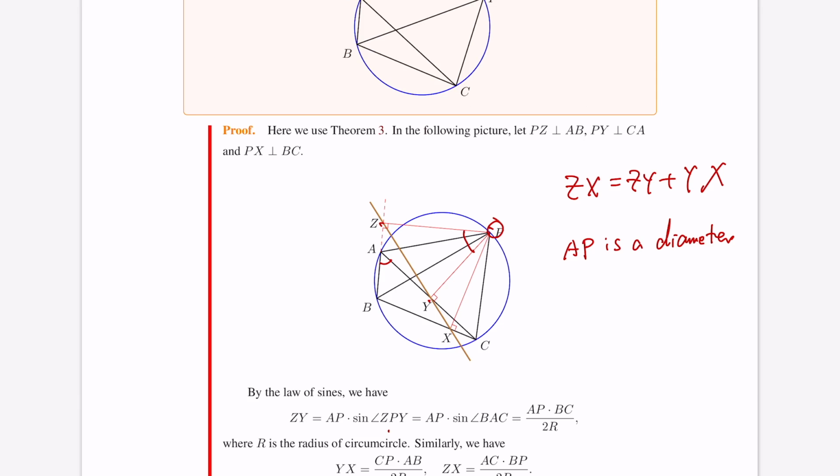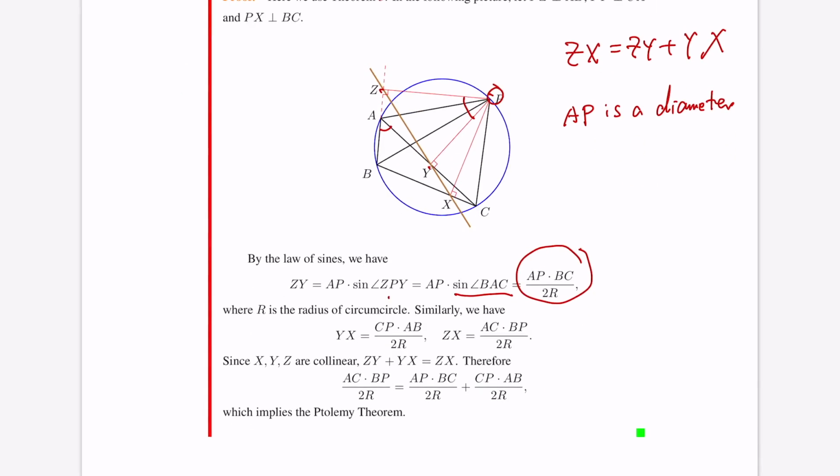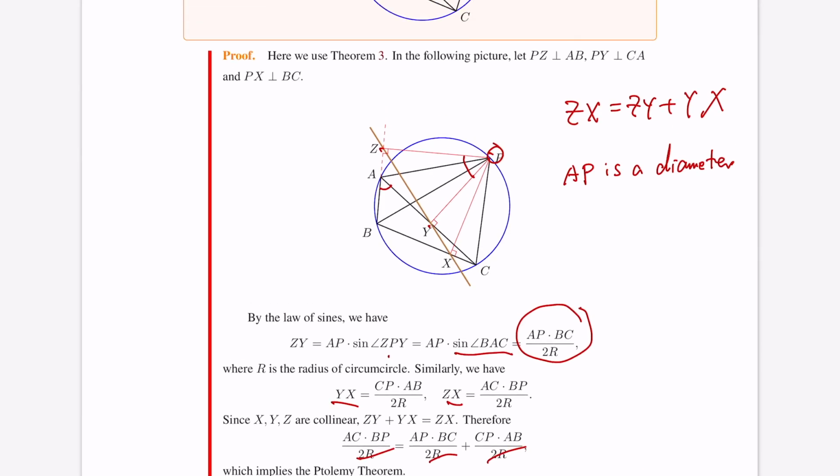Okay, so here I'm going to use the fact that BAC is basically angle A of the triangle. And I use the law of sines again with respect to the triangle. That will give us BC over 2R. So just keep in mind that this is what I wanted. And we can do the same, using the same method, to compute both YX and ZX. And I add them up. And once I add them up, I cancel 2R. So that gives us the proof of the Ptolemy theorem, because AC and BP are the two diagonals.